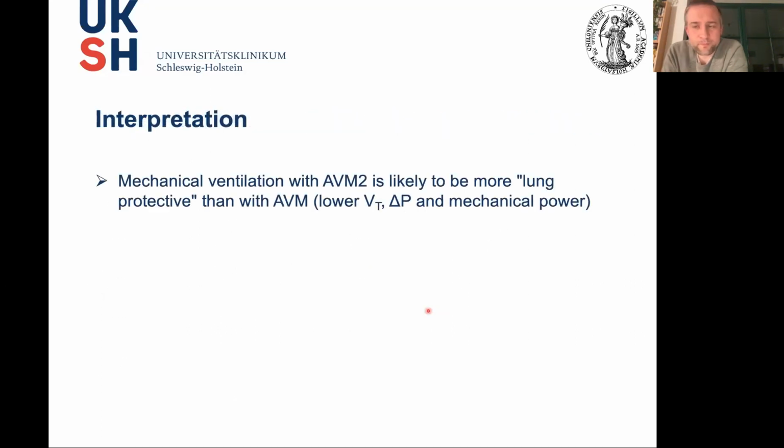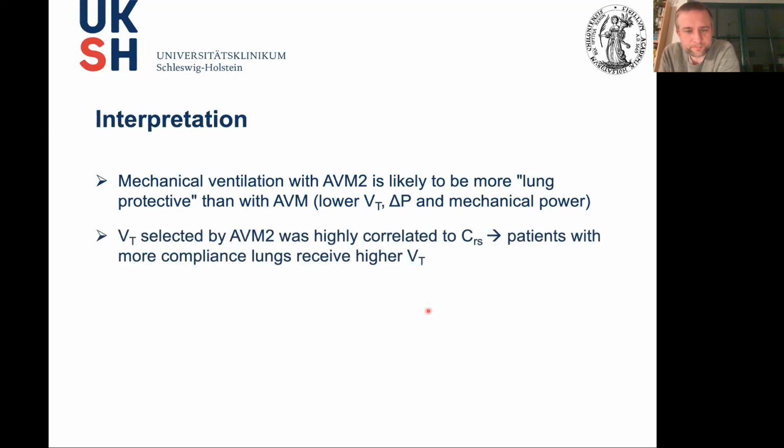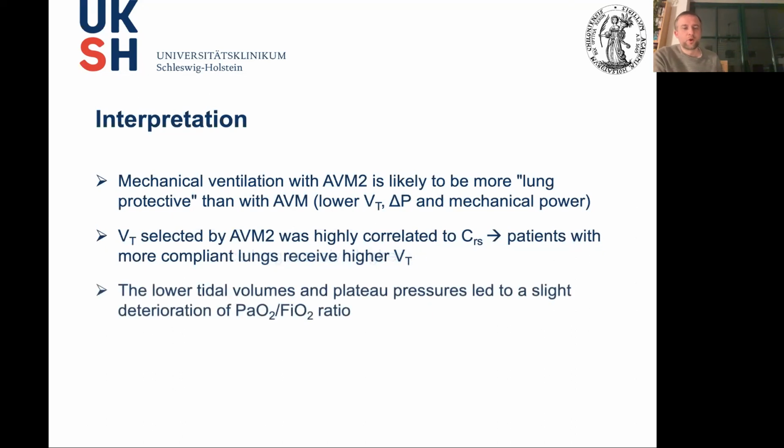So we interpret this in a way that mechanical ventilation with AVM2 is actually likely to be more lung protective than with AVM according to the Otis equation, because it led to lower tidal volume, driving pressure, and mechanical power. And moreover, the tidal volumes were highly correlated to respiratory system compliance. So patients with more compliant lungs receive higher tidal volumes.